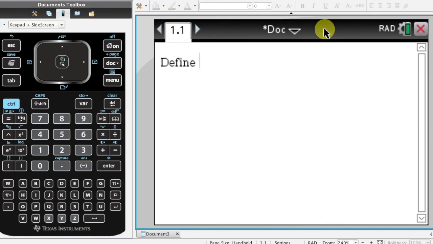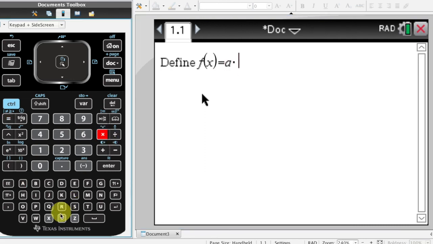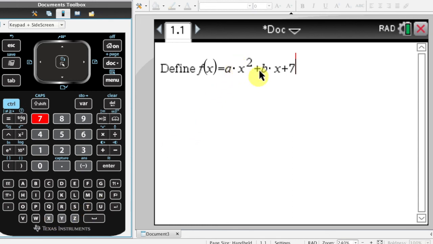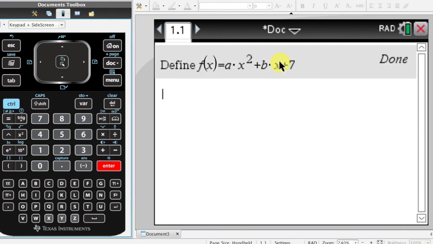Instead of writing y, I'm going to write f of x equals the coefficient a being multiplied by the variable x to the power of 2 plus the coefficient b being multiplied by the variable x plus the constant 7. It's really important, guys, that you make use of the multiplication symbol, because otherwise the CAS will see bx as just simply being the variable bx rather than b times x. All right, so it's defined.